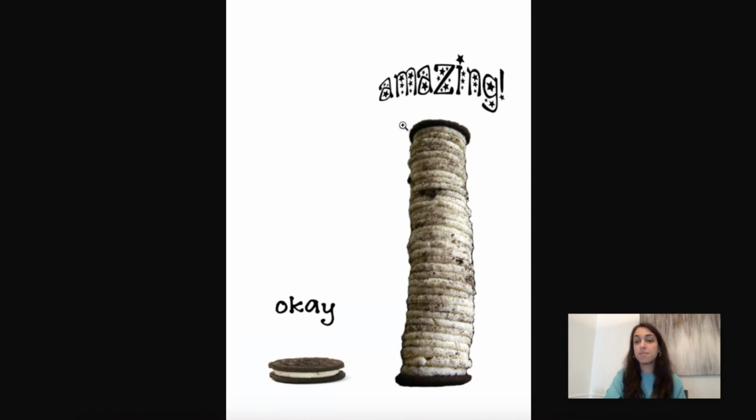But if we want it to be amazing, then we want to give lots of reasons and evidence to support our opinion. And the goal that we're going to have for our writing is that we give 3 reasons to support our opinion. And then for each reason, we're going to go back and find evidence for it.